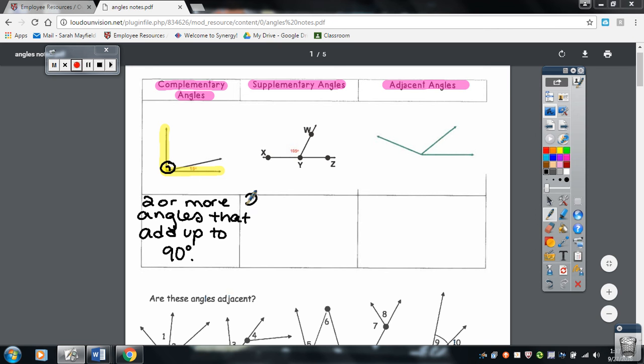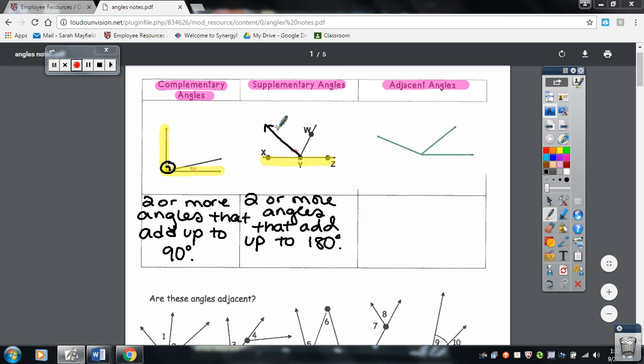Supplementary angles mean they're 2 or more angles that add up to 180 degrees. So if you take a look at this problem, you have a straight line, and then your angle is cut in, your line has another ray where it's making 2 angles. You have this angle here and you have this angle here. This angle right here and this angle right here add up to equal 180 degrees. They're supplementary.